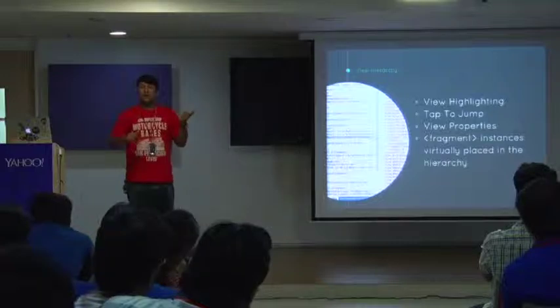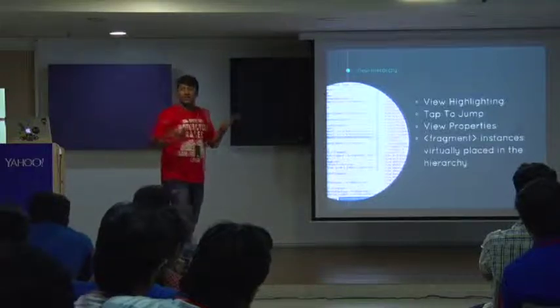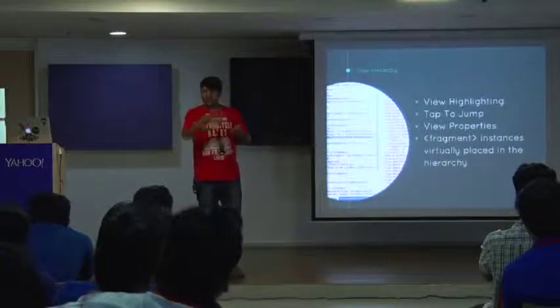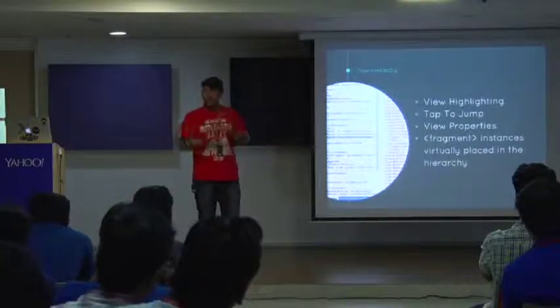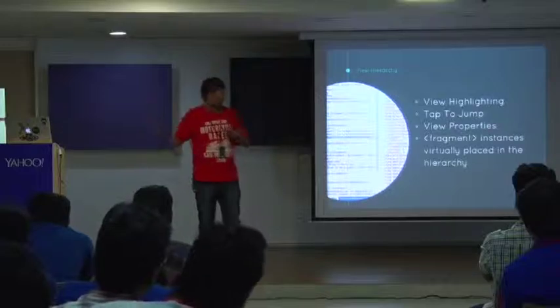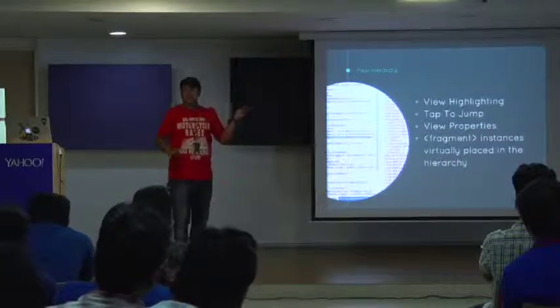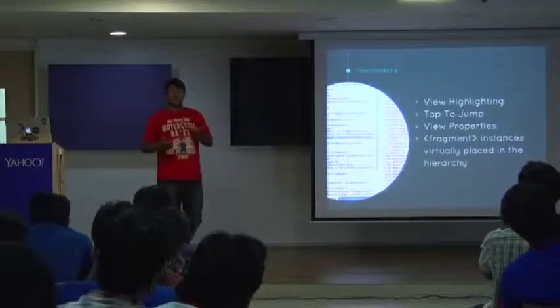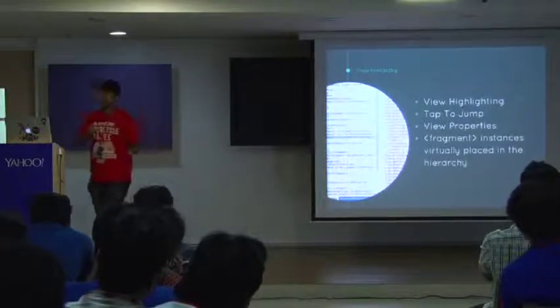It gives you a property pane where you can see all the properties of that view. Then it gives you view highlighting, like when you go over the source code, it will highlight the corresponding view on the phone. And it instantiates the fragment instance and keeps it in the view hierarchy. So it's not all compile time. So everything is visible. Let's see that in action.